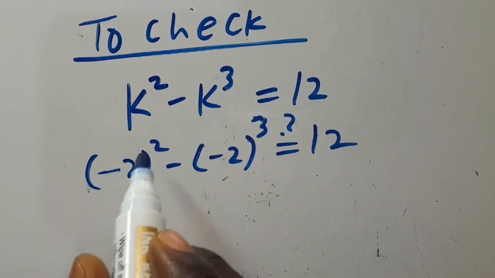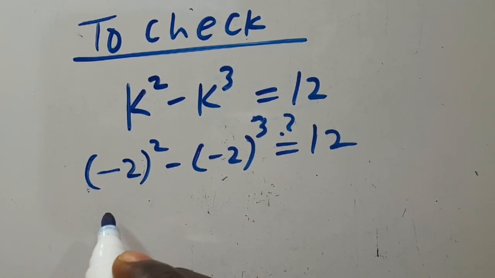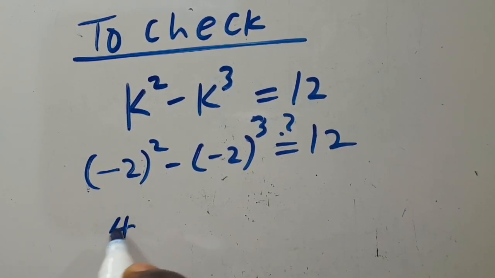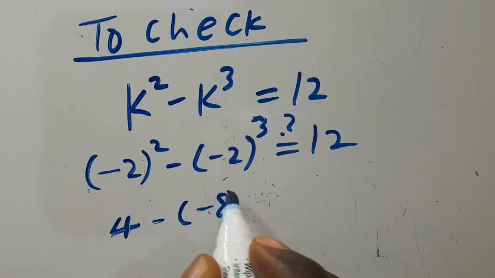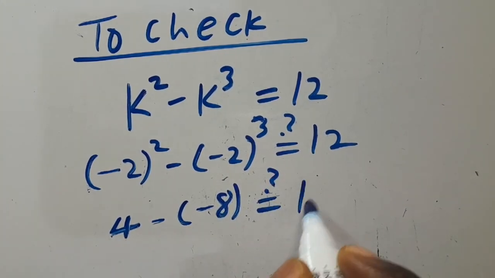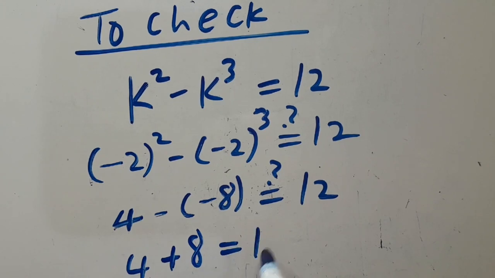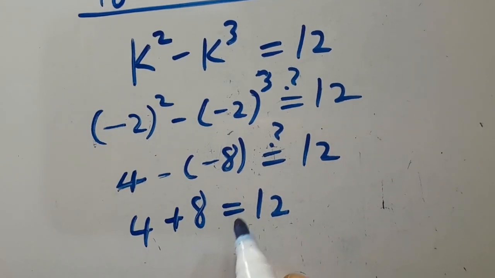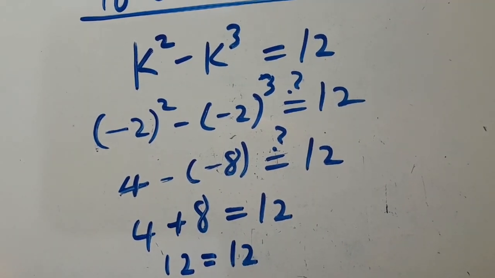So minus to the power of even will give us positive. So here will be 4. Then here will be minus, here will be minus 8. Then is it going to give us 12? Here will be 4. Minus times minus will be plus 8, which equals 12. So from here, 12 equals 12.